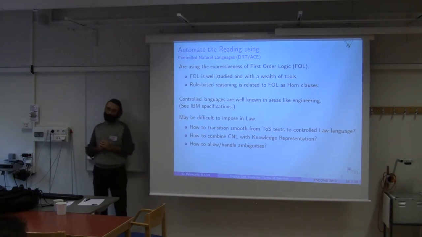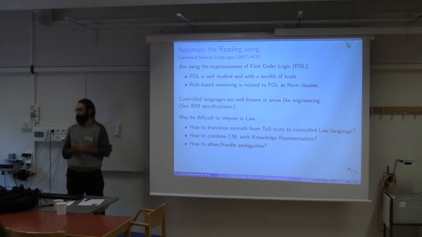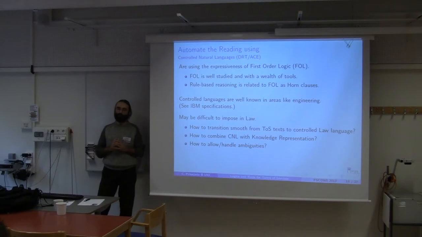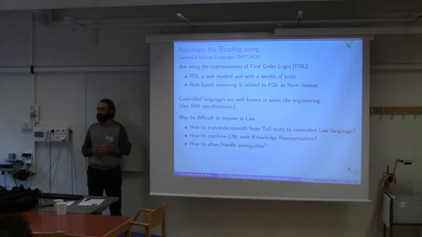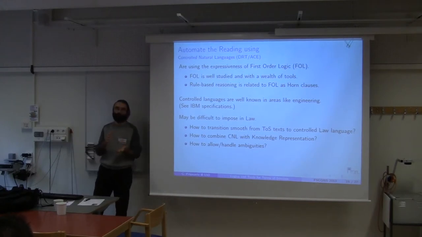So the controlled natural language Attempto Controlled English is based on first order logic. And controlled natural languages are well known to engineers. So if you go to engineering companies, IBM specifications, they are in a very strict controlled language. So the way of writing their specifications is not arbitrary English. But how to use it in law? I don't know of works related to law. So how to go smoothly from the terms of services that exist out there to a controlled law language, so to say.